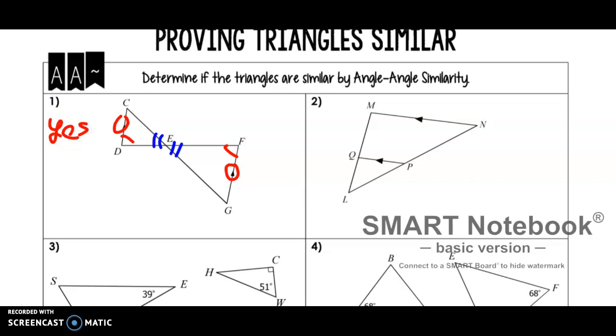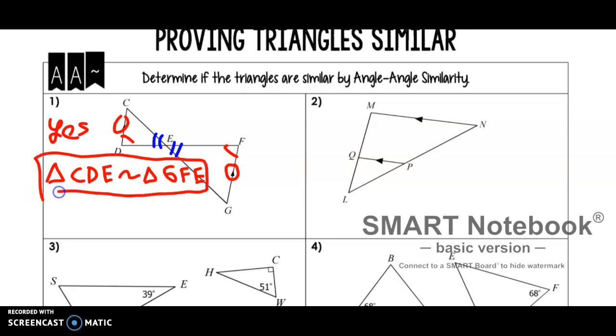Okay, now we're going to write the triangle similarity statement. So it would be triangle CDE is similar to triangle GFE. Okay, so that's our triangle similarity statement. So that's how we're going to write all of our answers to these. It'll be like this.